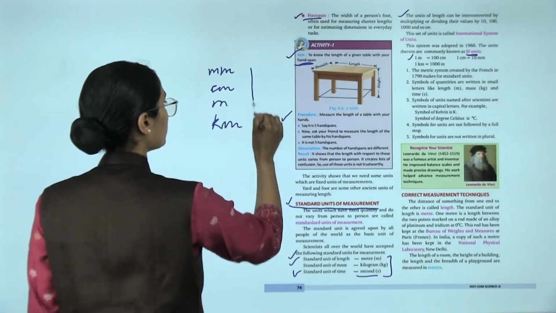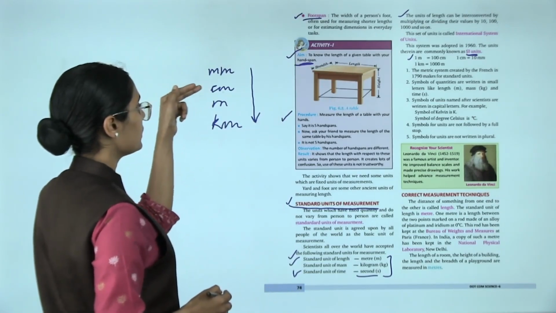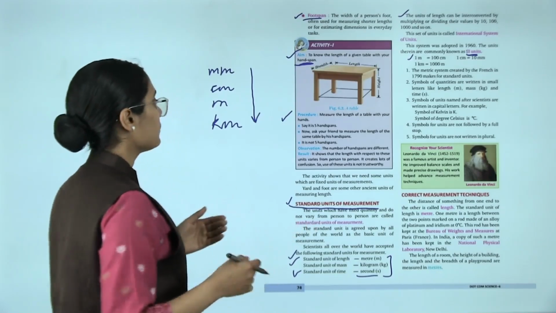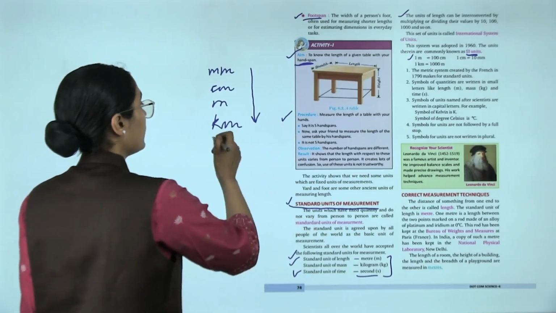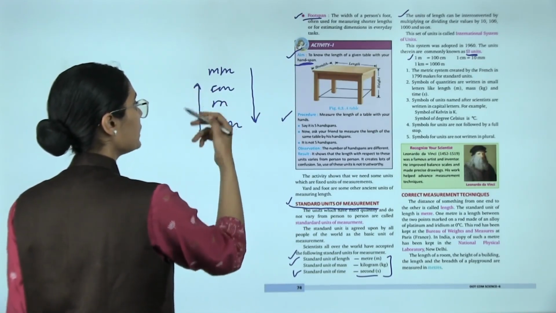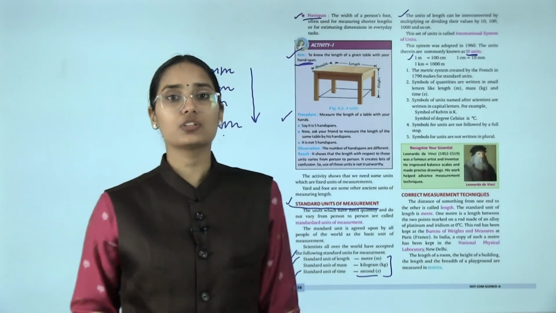So as we go from millimeter to centimeter to meter to kilometer, we keep on multiplying, right, but as we convert the number from kilometer to meter, we divide, then meter to centimeter, we divide it, okay. So this is how we convert.